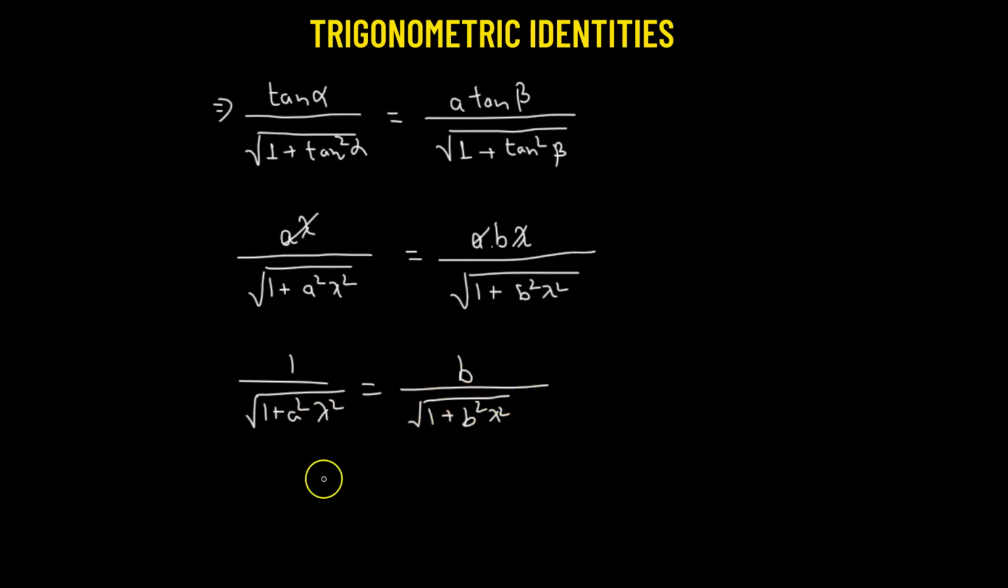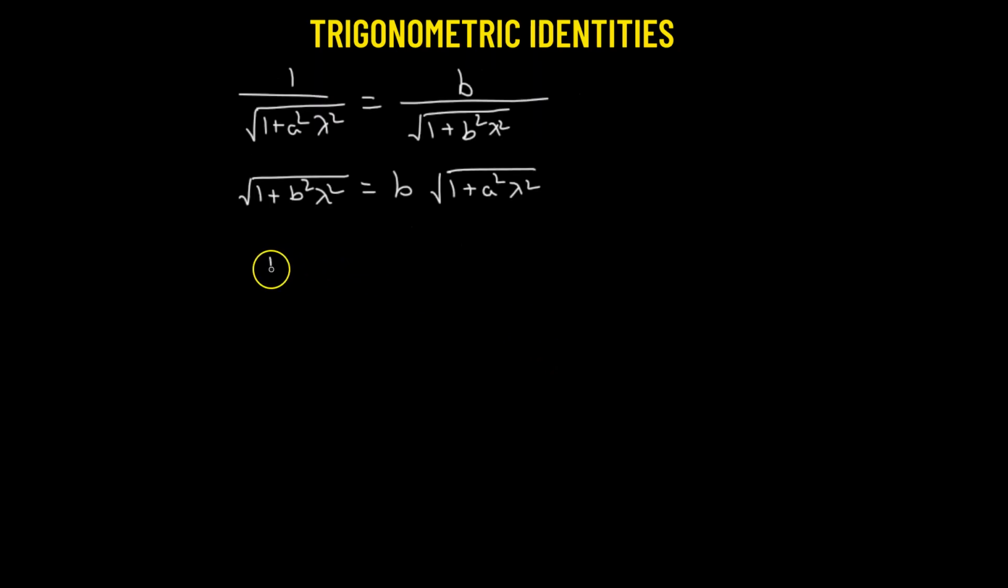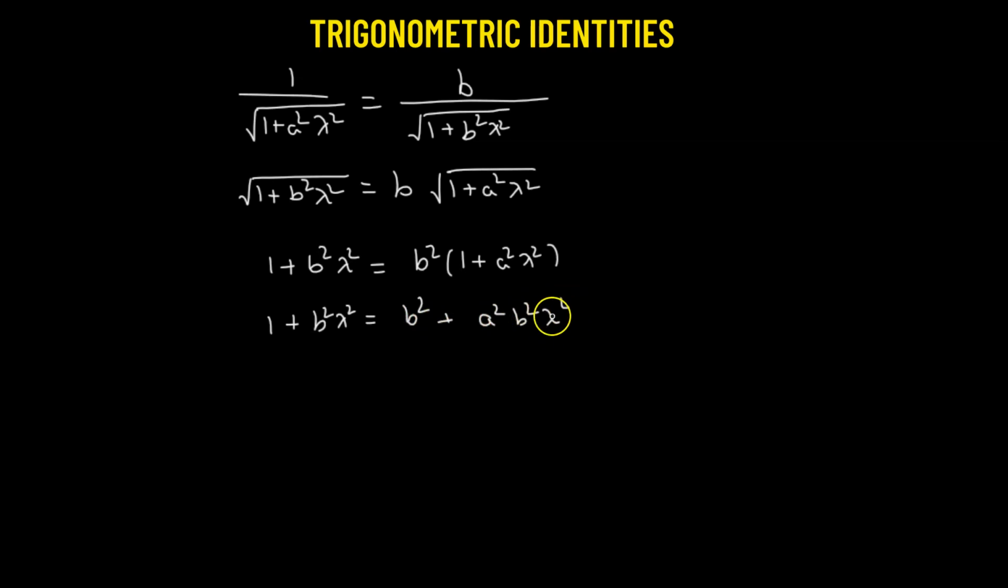Cross multiplying, that gives us the square root of 1 plus b squared lambda squared equals b multiplied by the square root of 1 plus a squared lambda squared. So squaring both sides, we get 1 plus b squared lambda squared equals b squared multiplied by 1 plus a squared lambda squared. That gives us 1 plus b squared times lambda squared equals b squared plus a squared b squared lambda squared. Since our task is to find the value of lambda squared, we can combine the terms. So we have a squared b squared lambda squared minus b squared lambda squared equals 1 minus b squared.